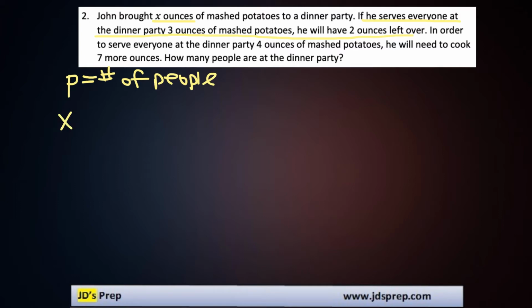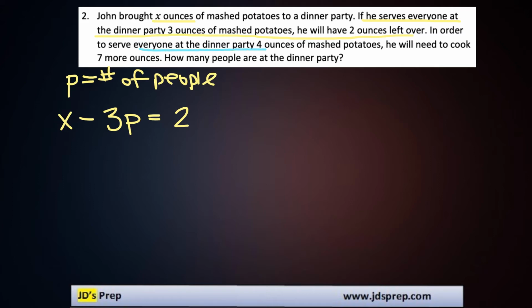And because he's serving potatoes to people, the amount that's there is going to decrease. So we're going to subtract. And he's serving 3 ounces to each person. So we're going to do 3 multiplied by p. And by doing that, we know there's going to be 2 ounces left over. So it equals 2.